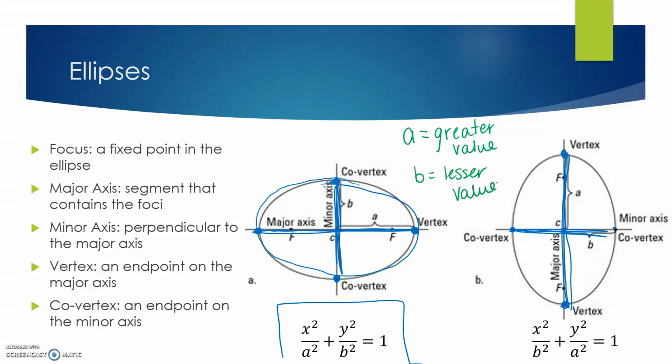So x and y are going to always go in the same order, but I'm going to look at which number is bigger under the x and the y, and that's going to tell me if it is longer on the horizontal axis or the vertical axis.